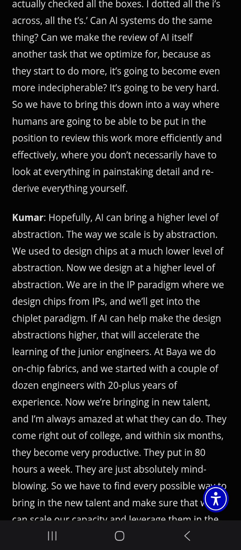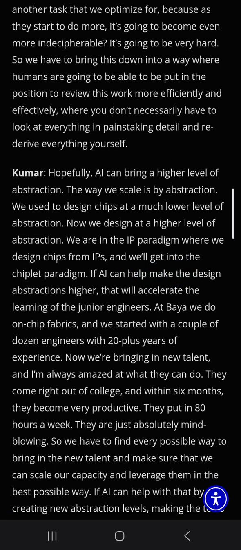The way we scale is by abstraction. We used to design chips at much lower levels of abstraction. Now we design at a higher level of abstraction. We are in the IP paradigm, where we design chips from IPs, and we are getting to the chiplet paradigm. If AI can help make the design abstraction higher, then we'll accelerate the learning of our junior engineers.